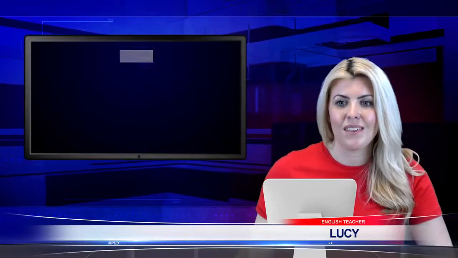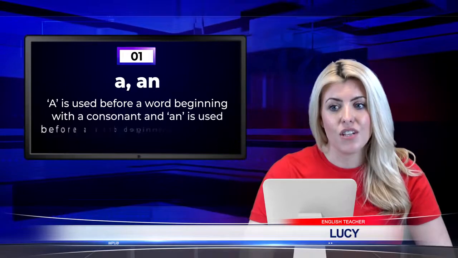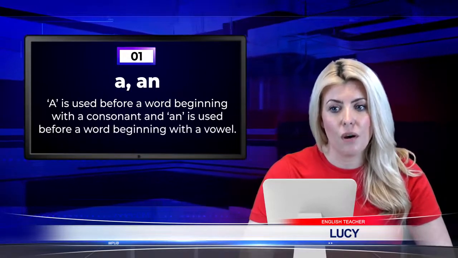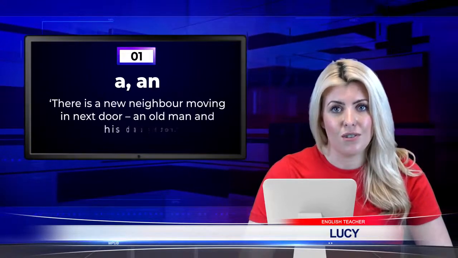Today we're going to be going over some English words, their meanings and how we can use them in a sentence. So let's get started. A is used before a word beginning with a consonant, and an is used before a word beginning with a vowel. There is a new neighbour moving in next door, an old man and his daughter.